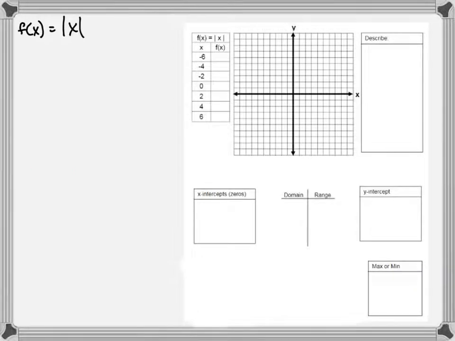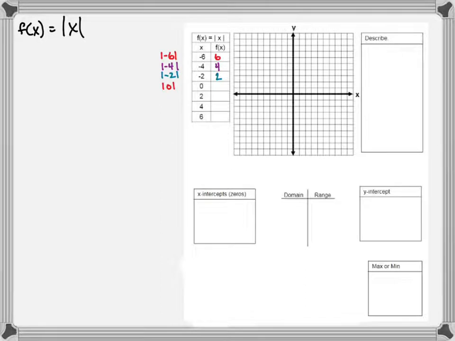Okay, so now let's start looking at what the graph of this parent function looks like. And we can do that by creating an xy table like we have here. And we're going to start by finding our y values. So here we have an input of negative 6. The absolute value of negative 6 is 6. The absolute value of negative 4 is 4. The absolute value of negative 2 is 2.